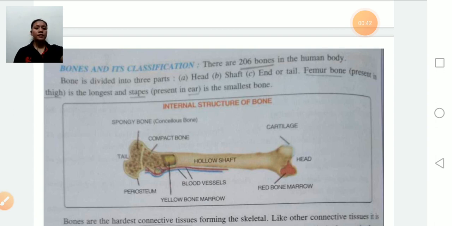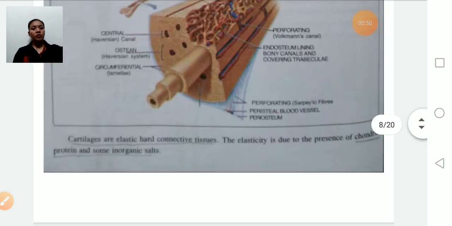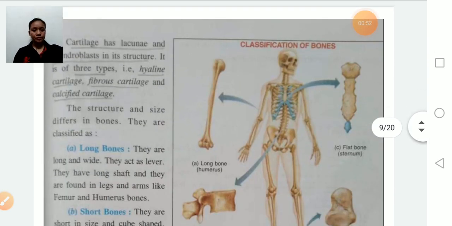Our body has about 206 bones in the human being. According to their structure and size, bones are classified as long bones, short bones, flat bones, irregular bones, sesamoid bones, and cartilaginous bones.